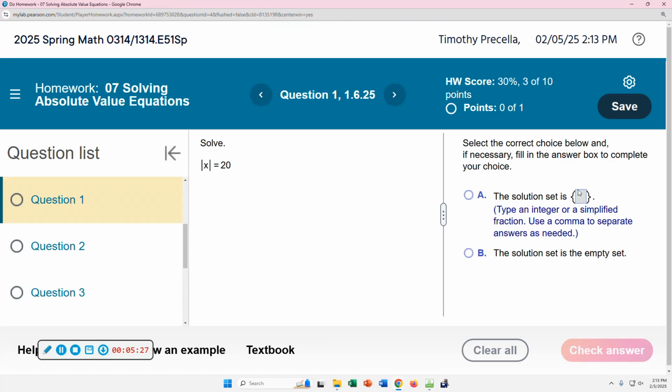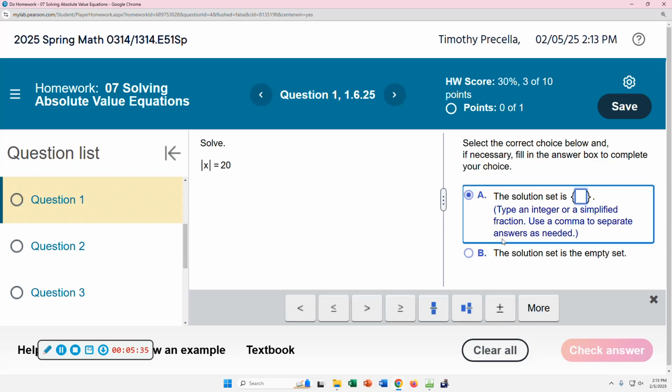When do you go equal positive, equal negative? When there's absolute values in it. It's sort of important to be able to distinguish what we're doing today from what we did on Monday. Remember, they didn't used to have the plus minus key. Back then, you'd have to type 20, comma, negative 20. That's why they say use a comma if necessary, but we can just do plus minus 20.